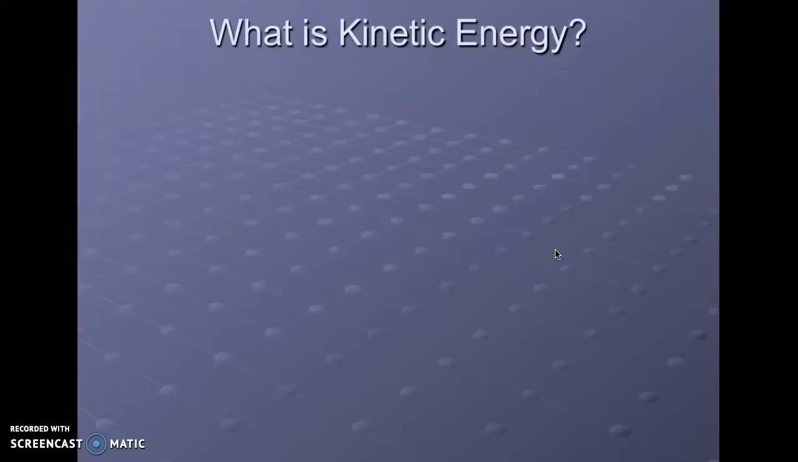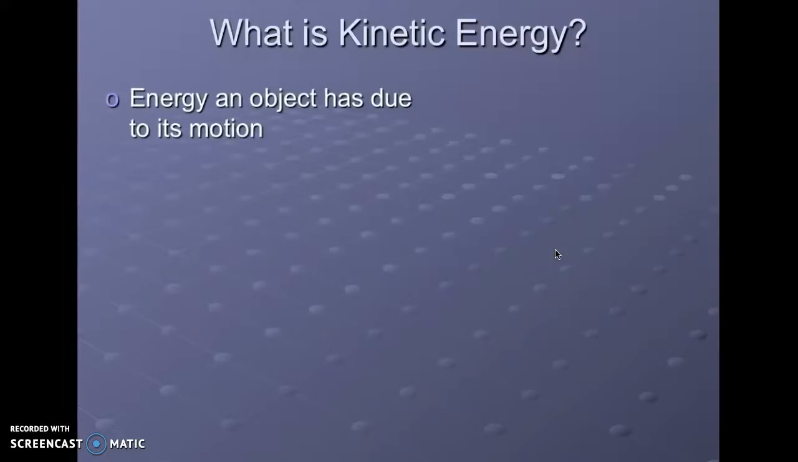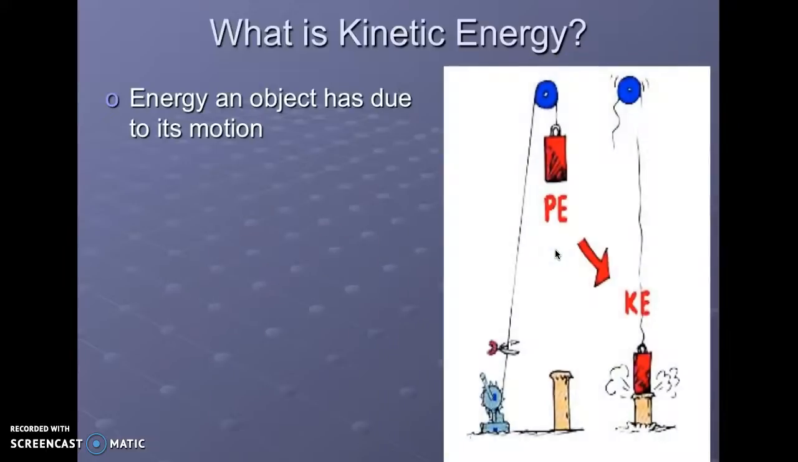And last but not least, we're going to talk about kinetic energy. Kinetic energy is the energy an object has due to its motion. So we're looking at examples of potential energy and how potential energy could convert to kinetic energy. If we were to cut this line here, this potential energy, which was gravitational potential energy because it was very high off the ground, would then be converted to kinetic energy.